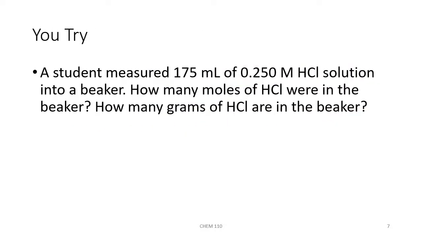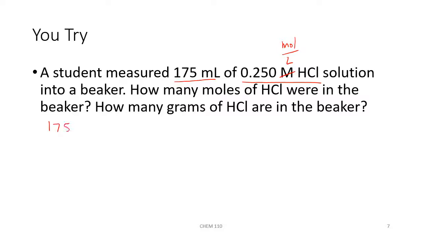Let's try another example. A student measured 175 milliliters of 0.25 molar HCl solution into a beaker. How many moles of HCl were in the beaker, and how many grams of HCl are in the beaker? We know that our volume is 175 milliliters, and our concentration is 0.25 moles per liter. So anytime we see capital M, we can cross that off and instead write moles over liters. That'll help remind you that molarity is your link between moles and liters.